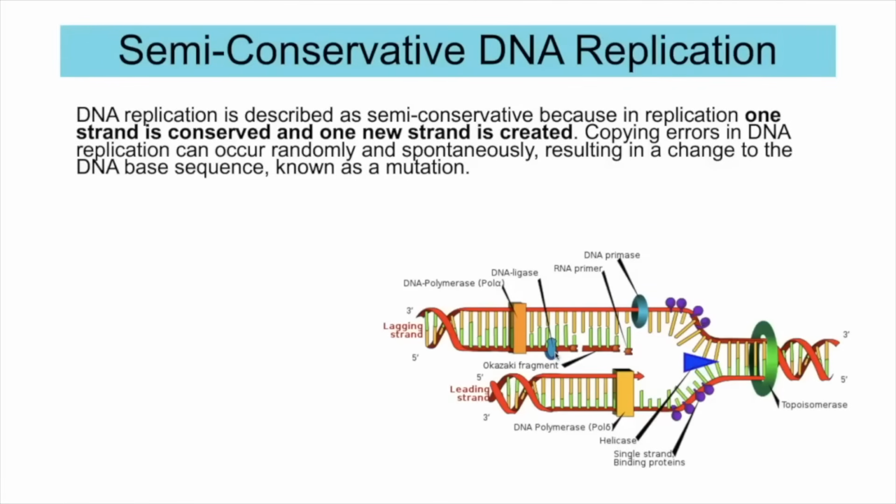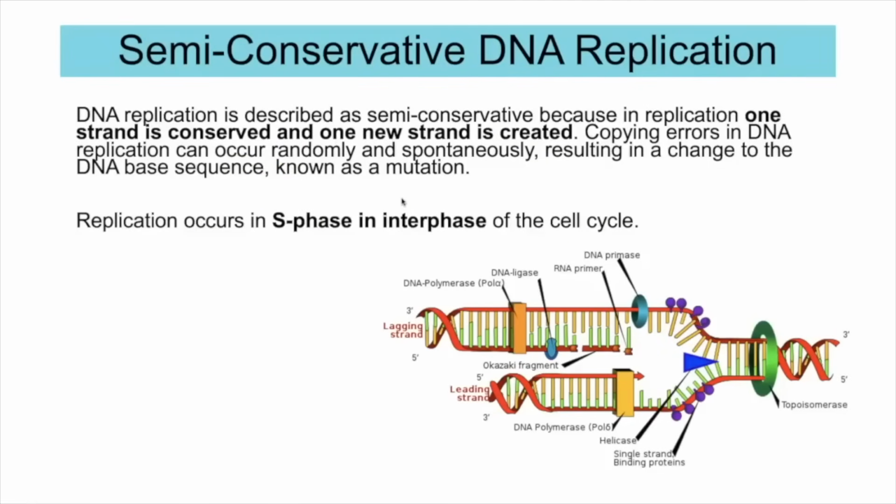Next we move on to semi-conservative DNA replication. DNA replication is described as semi-conservative because in replication, one entire strand of DNA is conserved and one entire new strand is created from new nucleotides. Copying errors in DNA replication can occur, but they occur randomly, spontaneously, and they result in a change to the DNA base sequence, and that's what a mutation is. That would be an example of a gene mutation.